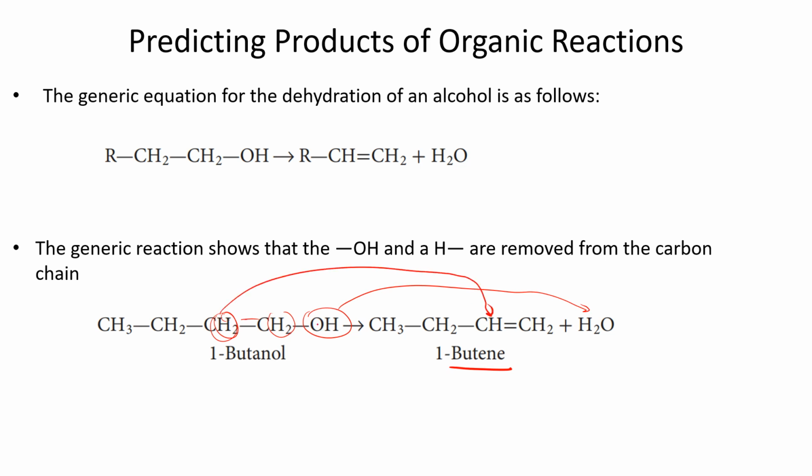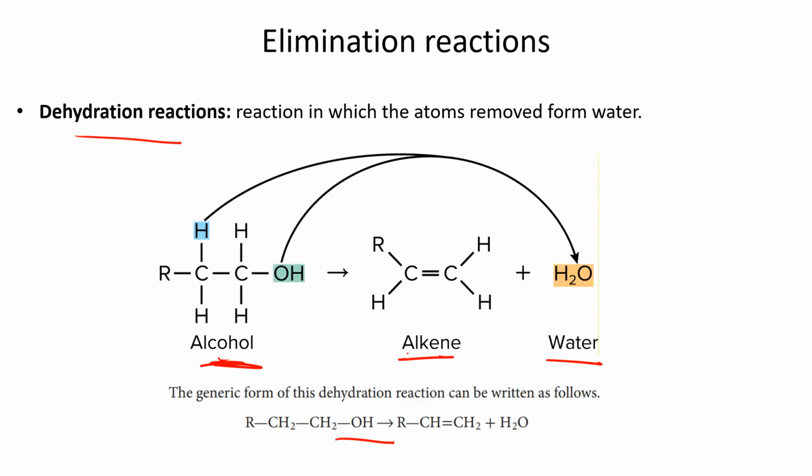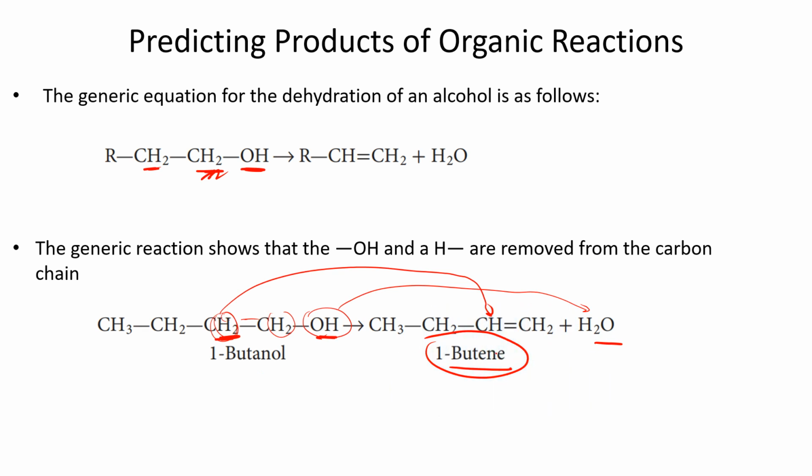You remove OH and you remove H from here, like we saw here, right? The H from here and OH from here. Again, H from here and OH from here. You'll get water and you'll get 1-butene. So alcohol became alkene. Okay?